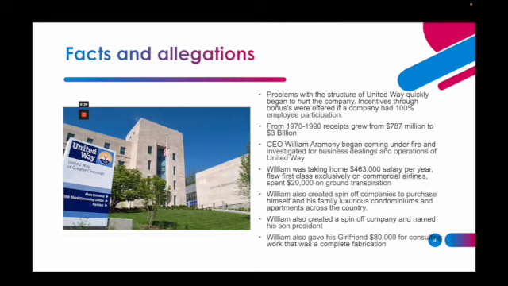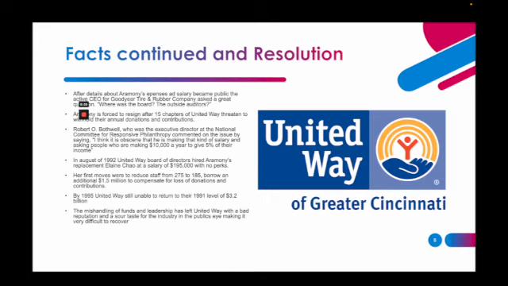William also gave his girlfriend at the time $80,000 for consulting work that was a complete fabrication. After financial audits, far after the fact, they were able to find that they had literally just paid his girlfriend $80,000 and there was no tangible work to be shown as a result.